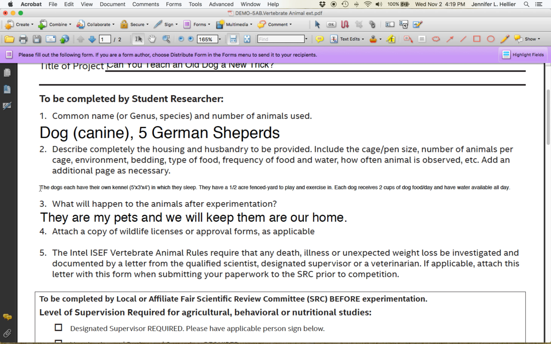For here we wrote, the dogs each have their own kennel, 5 foot by 3 foot by 4 foot, in which they sleep. They have a half-acre fenced yard to play and exercise in. Each dog receives 2 cups of food per day and have water available all day.